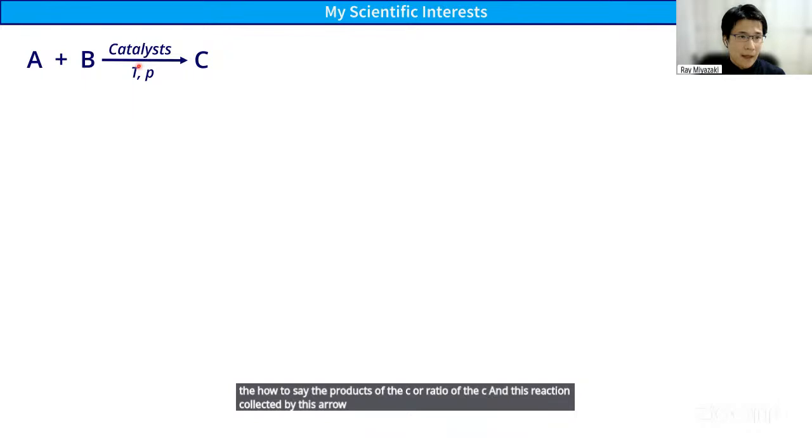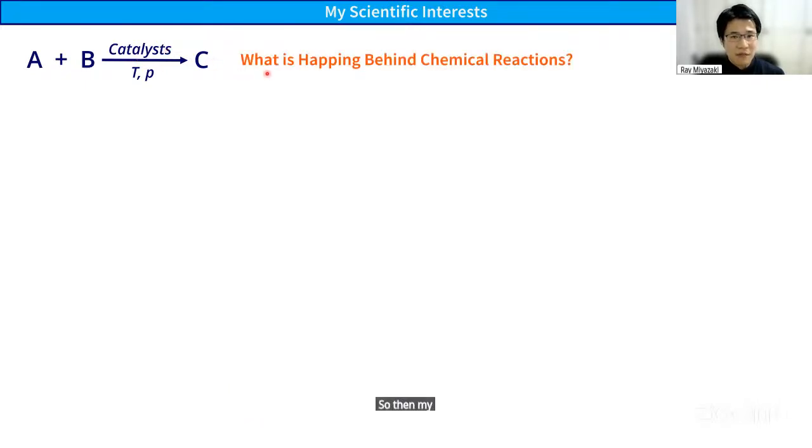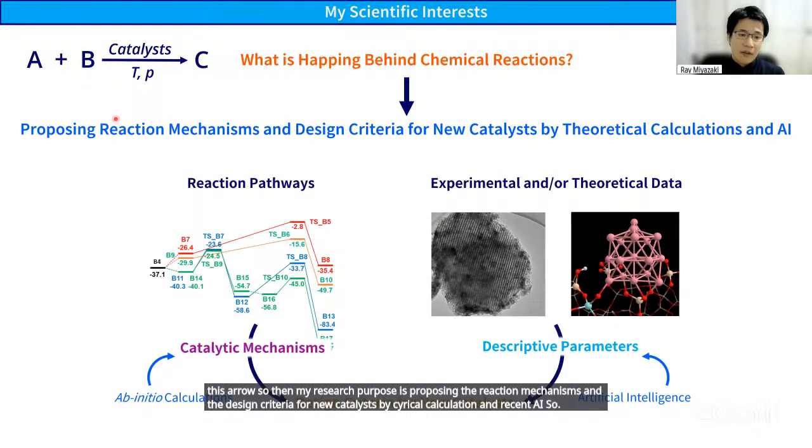But the point is, in the textbook there is a very limited description of the mechanism behind this arrow. So my interest is what is happening behind these chemical reactions, during this arrow. My research purpose is proposing reaction mechanisms and design criteria for new catalysts by theoretical calculation and recently AI. For example, by using ab initio calculations like DFT, we can get reaction pathways of the catalytic reactions. And from this, we can extract catalytic mechanisms.